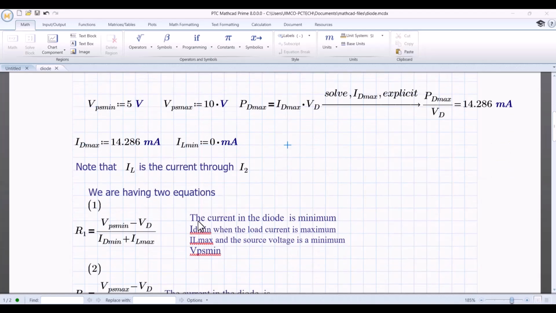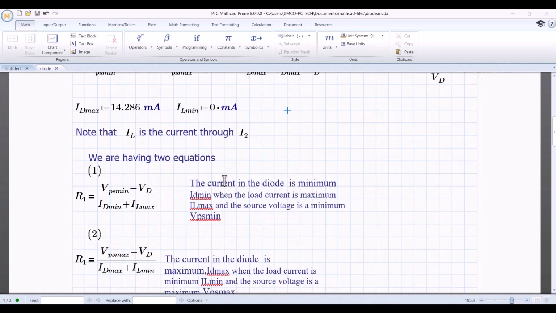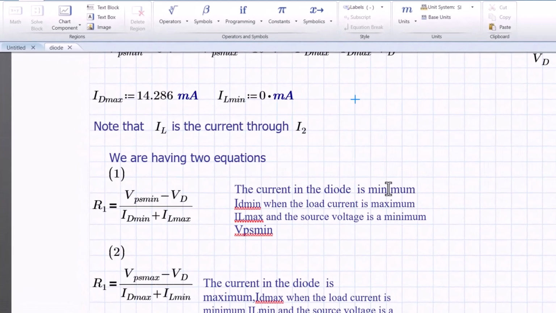We have two equations to battle with. The first equation states when the diode current is minimum and when the load current is maximum and the source voltage is minimum. So we specify it here. We say R1 equals the minimum voltage minus voltage drop of the diode divided by the minimum diode current plus maximum load current.